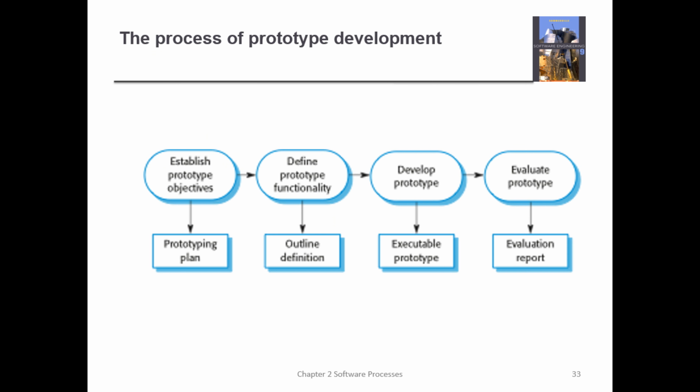We have the process of prototype development. So to come up with the prototype, these are the processes that you go through. You establish the objectives of the prototype. What do you want the prototype to do? Is it for a design? Is it for gathering requirements? Is it for testing? And so on.